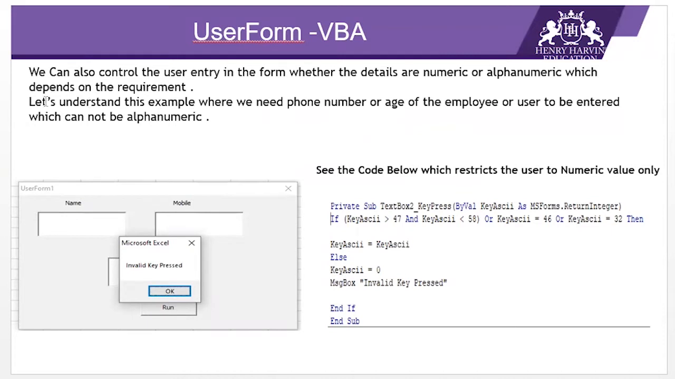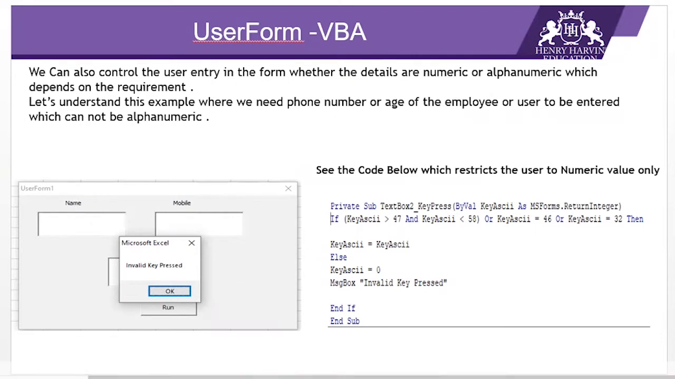And look at this example. Let's understand this example where we need the phone number or age of the employee or user to be entered, which cannot be alphanumeric. So age cannot be alphanumeric, phone number cannot be alphanumeric. Such kind of stuff we have to build in such a way that the user cannot make a mistake. All right. I hope, guys, it is clear to all of you.